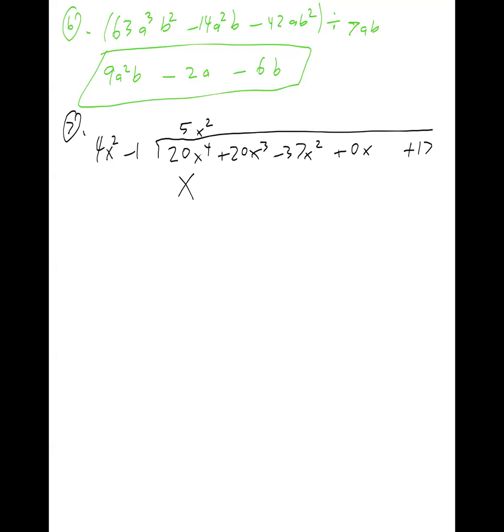5x squared times negative 1 is negative 5x squared. And that actually should go over there, negative 5x squared. So I'm going to erase that part.